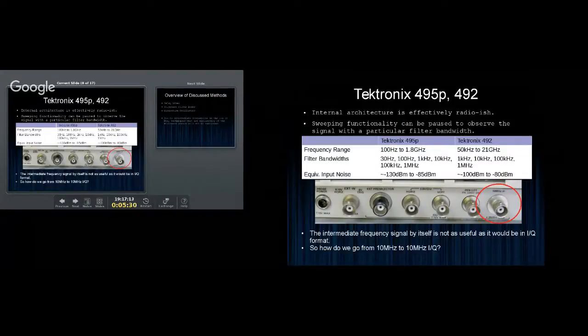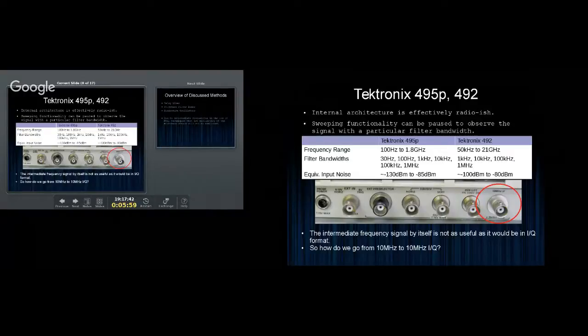So I've got a Tektronix 495P and a 492. These are just a few of the specifications. You'll see 100 hertz to 1.8 gigahertz, and then 50 kilohertz to 21 gigahertz. And these output the lowest intermediate frequency, which is 10 megahertz, which is pretty standard for these kinds of instruments. You can also get analyzers that will output the first intermediate frequency, which is typically around 110 megahertz.